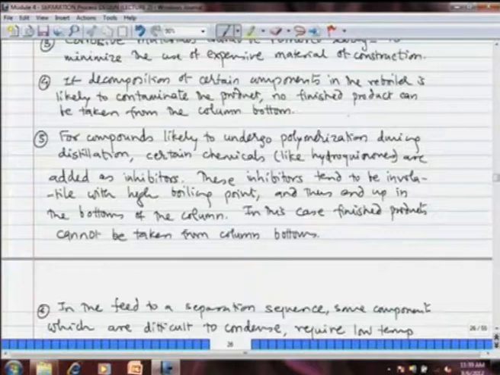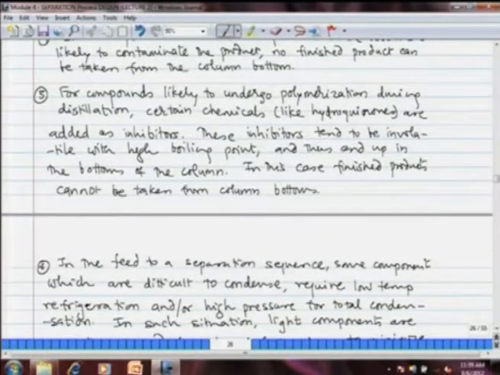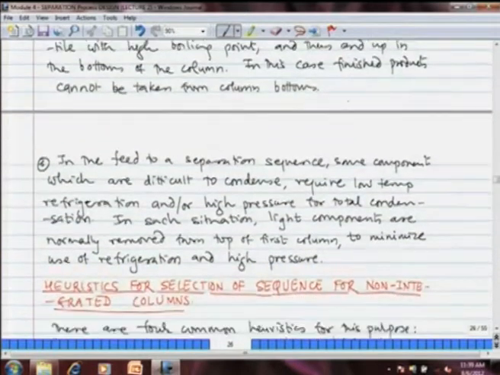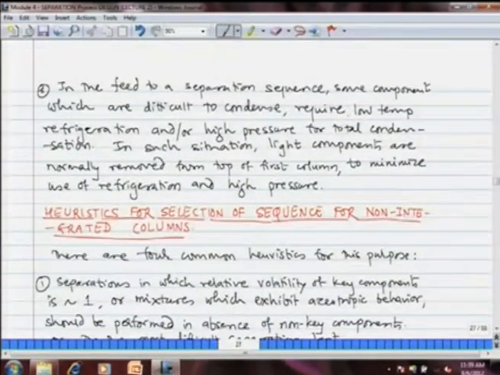Then for compounds which are likely to undergo polymerization during distillation, we have to add certain chemicals like hydroquinones as inhibitors, and these inhibitors tend to accumulate in the bottom of the column. So, they contaminate the product. So, again you cannot withdraw the final product as the bottom product.